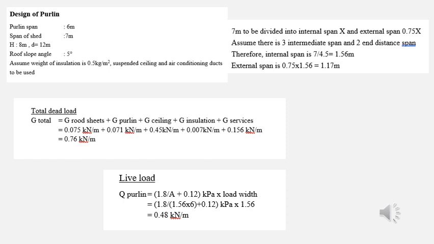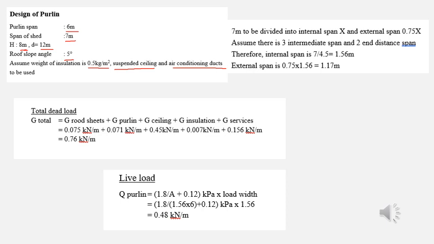Final step is to design a purlin. So we were given the dimensions. So the purlin span is 6 meters, span of the shed is 7 meters, height is 8 meters, and the total length is 12 meters. Roof slope angle is 5 degrees. So we assume the weight of insulation is 0.5 kilograms per meter square. We use suspended ceiling and air conditioning ducts will be used.